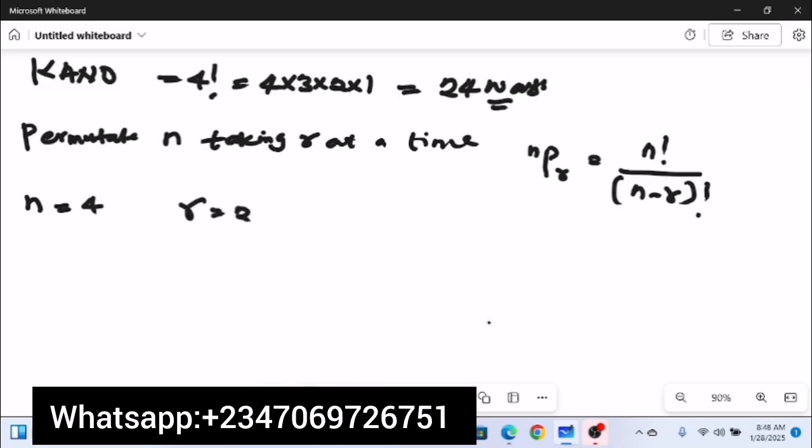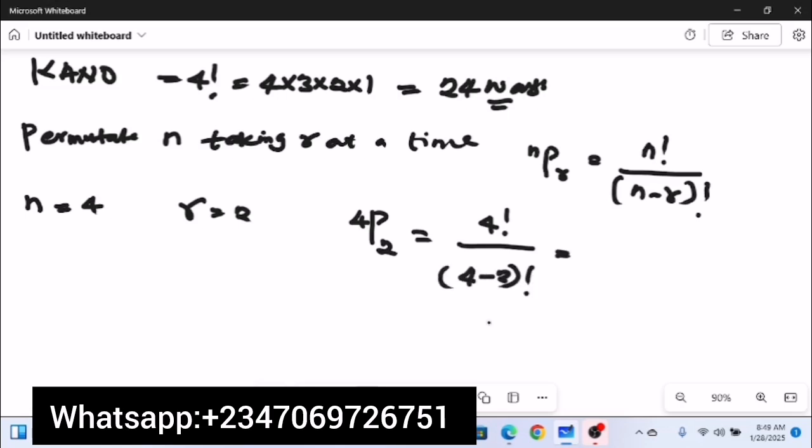So permutation can also be arranged in this way, taking a particular position or order at a time. Like in this question, in how many ways can 4 athletes take 2 positions at a time? Simple. So this can be written as 4 permutation r, which is 4 permutation 2. So this is 4 factorial all over 4 minus 2 factorial.